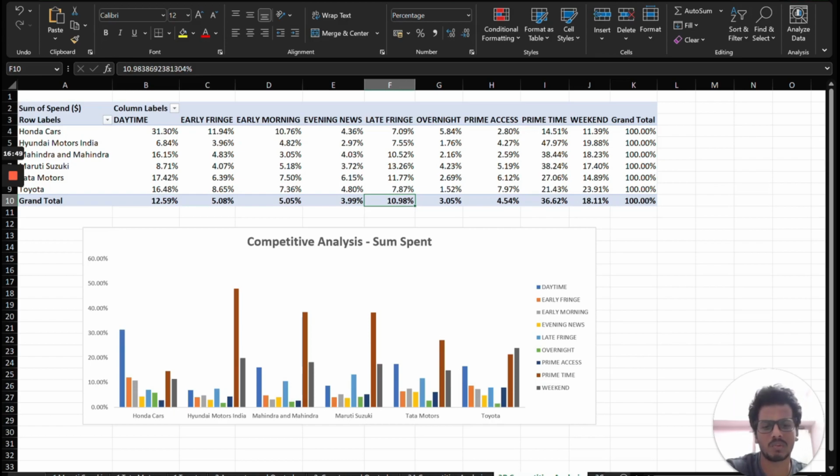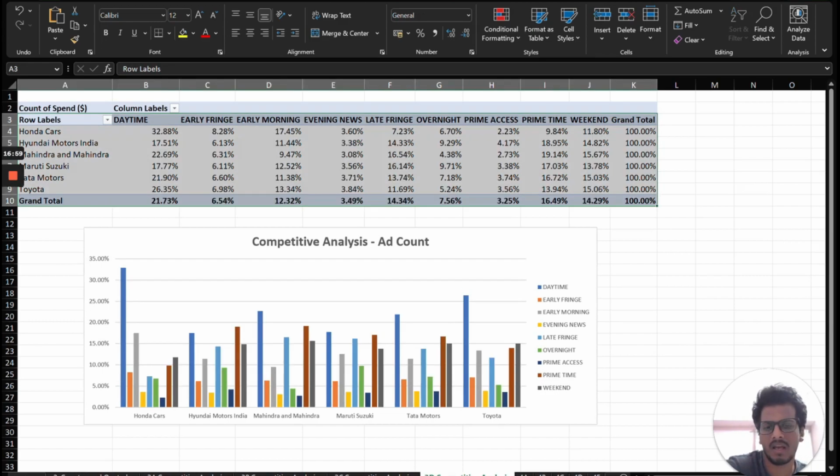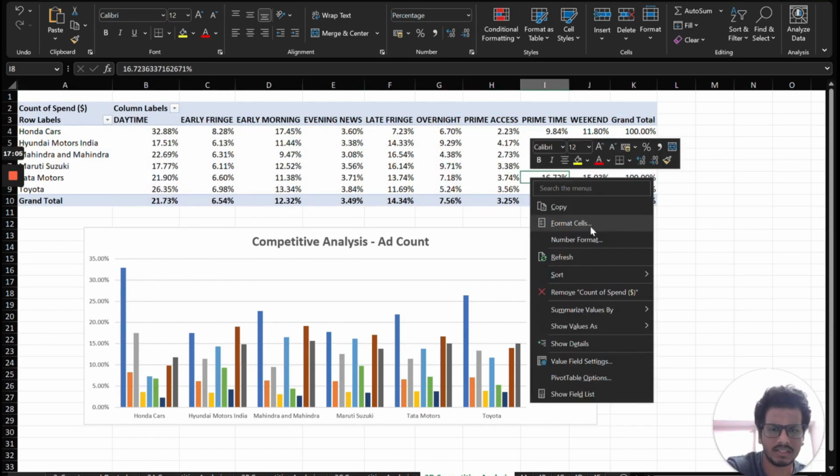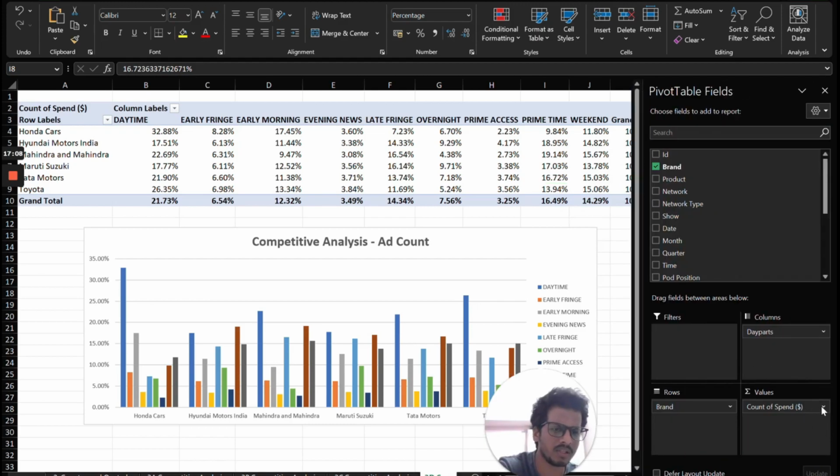So this is one more analysis which you can do, and this is the ad count, guys. Again, Maruti Suzuki is leading, followed by Mahindra and Mahindra. Again, this is the sum, I guess. Let's check, I am not sure about it. Yeah, this is the count of spent.